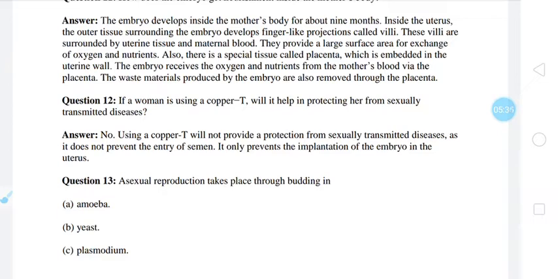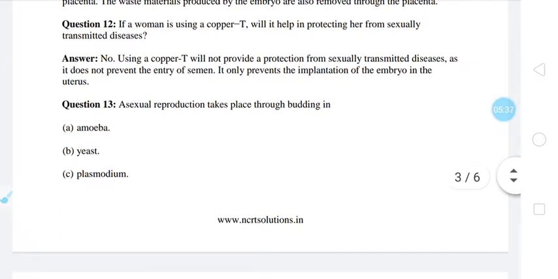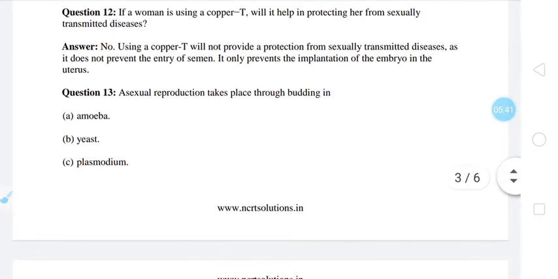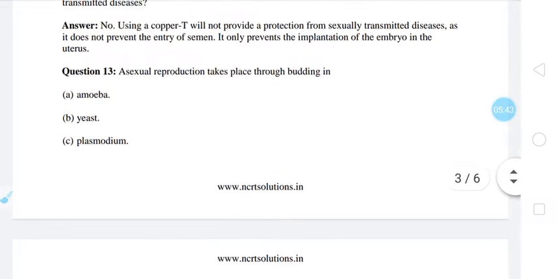Then question number 13. Asexual reproduction takes place through budding in. Here a multiple choice type of question is there. Multiple choice type of question. Asexual reproduction takes place through budding in.